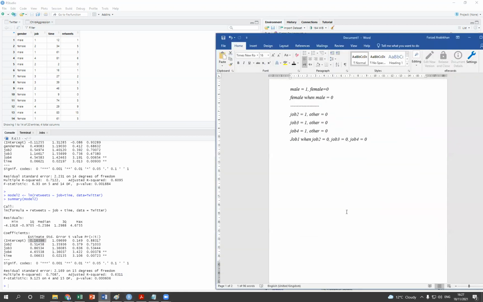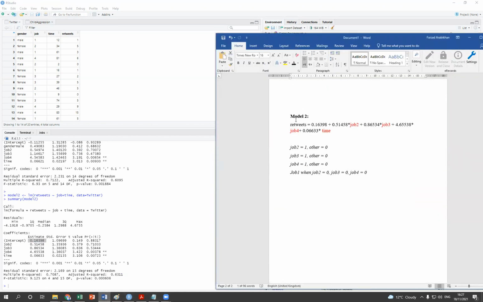Again, the same story happens. If I want to explain what happens in this model, model 2, we've got job 2, job 3, job 4, and time. Only job and time are important. Only these two variables are important. But we put it in the factors, and we can see the influence of each category. Job 2, job 3, and job 4. So we can see the influence of job 2 when the person is in the job 2 category, it becomes 1, the rest are 0. Job 3, this becomes 1, the rest is 0. And the other one, job 4 is 1, the rest are 0. But when we want to see the influence of one person in job 1, it means that the others are 0, and we see the influence of job 1 in the intercept.